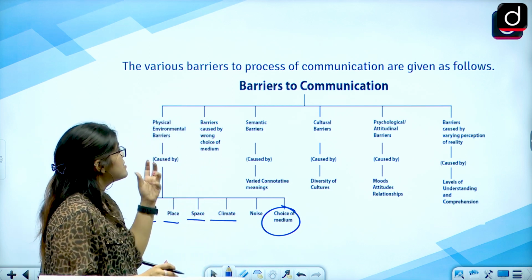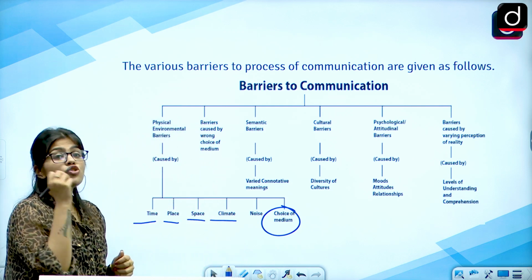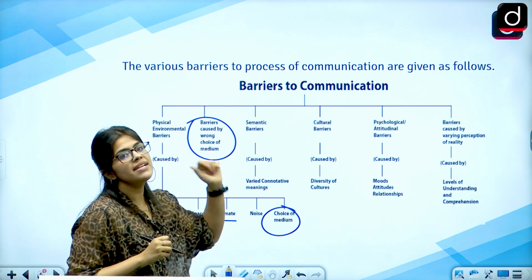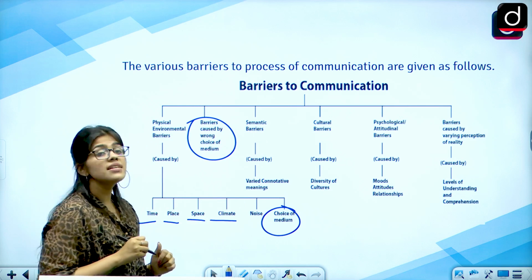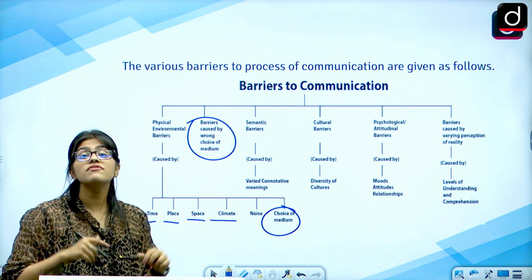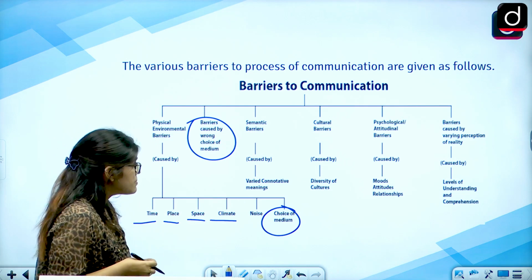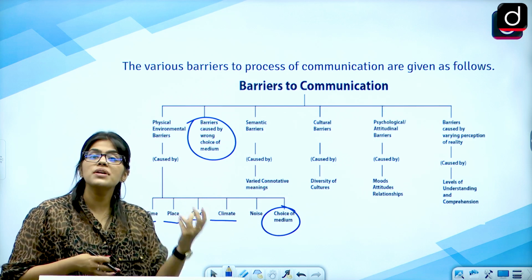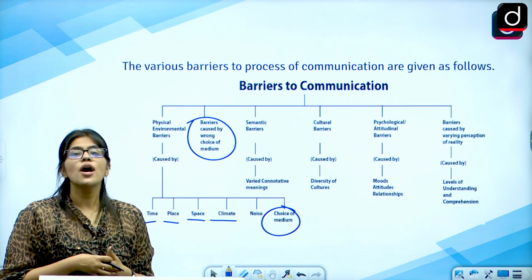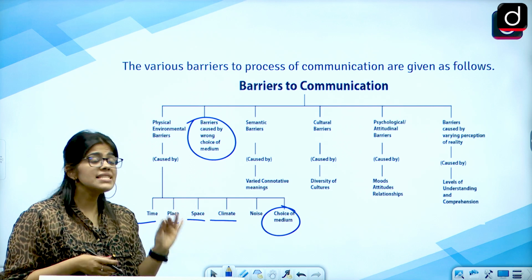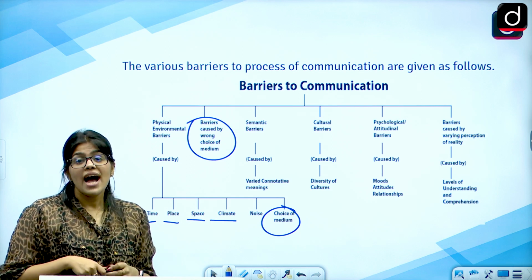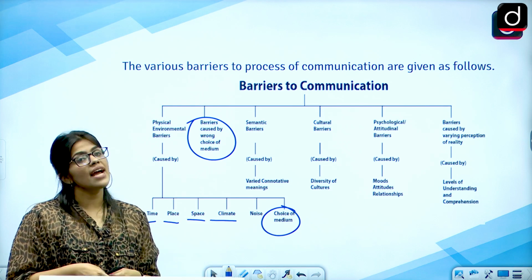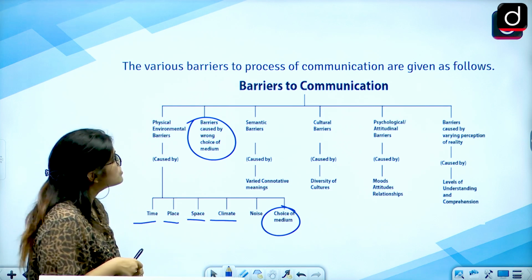Then come the barriers that are caused because of the choice of words. Then come the semantic barriers. Semantic barriers are the barriers that are caused because of the words that you use. Sometimes there can be various connotative or denotative meanings attached to a different word, and this can cause problems. For example, I said my employee should burn the CD, and she literally burned the CD. So this is a barrier that can cause problems in my communication process.